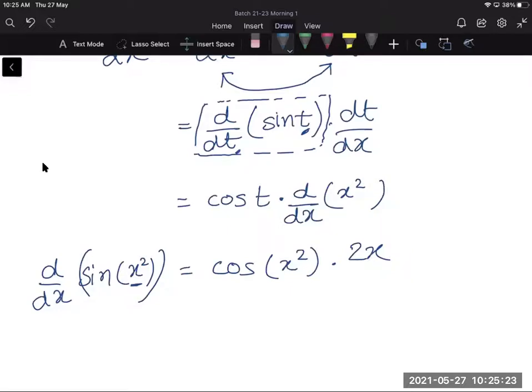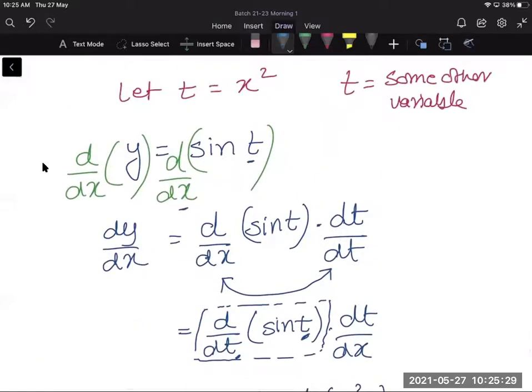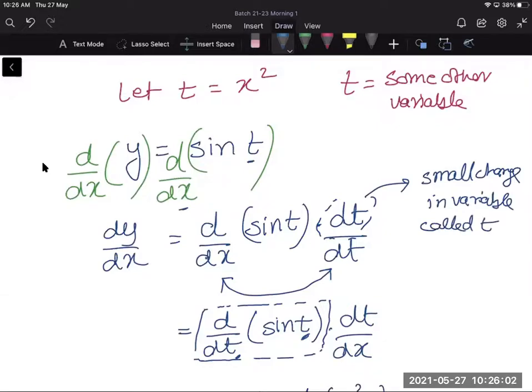Again, we have to be very clear. dt is not d multiplied by t. Okay, dt is a single object, not d multiplied by t. Whatever your mind tells you, listen to what I'm saying. It is a single object. It represents a small change in the variable called t.